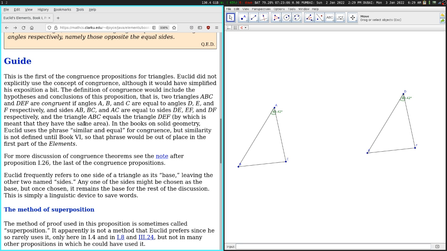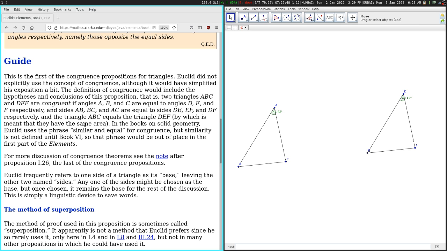Euclid, in the books on solid geometry, uses the phrase "similar and equal" for congruence, but similarity is not defined until Book 6. So that phrase would be out of place in the first part of the Elements. For more discussion of congruence theorems, see the note after Proposition 1.26, the last of the congruence propositions.